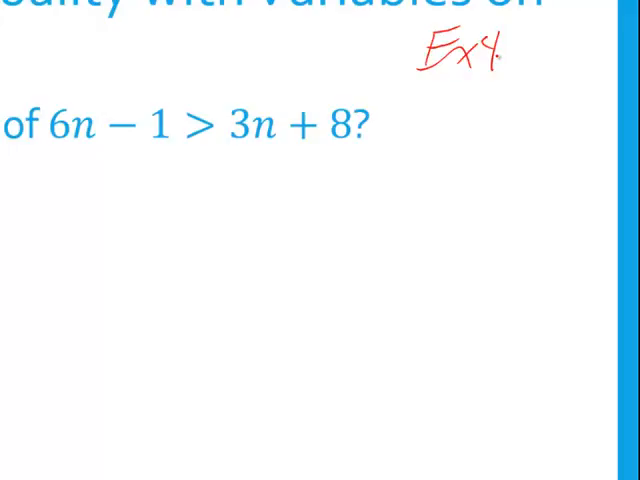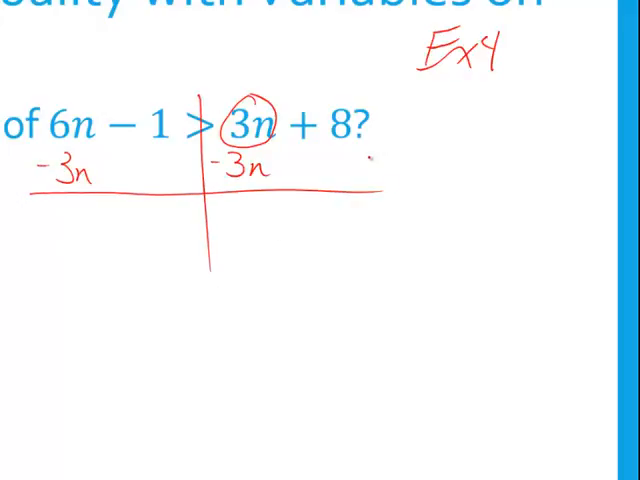So as you see here, we have this 3n on the right side, which we don't want there. We want it to be on the left side. So to get it on the left side, we do the inverse operation of positive 3n, which is negative 3n. So we need to subtract 3n from both sides, minus 3n. And that is the subtraction property of inequality.